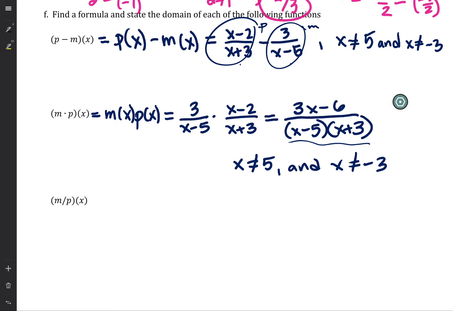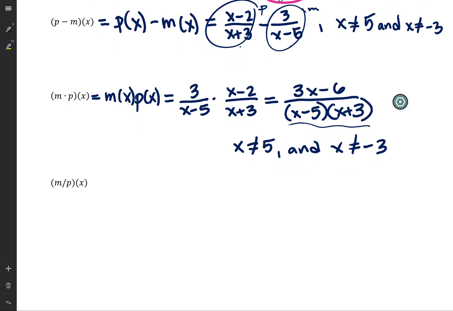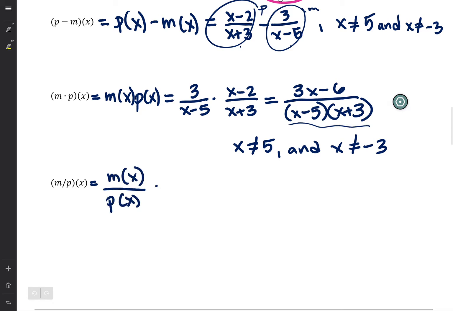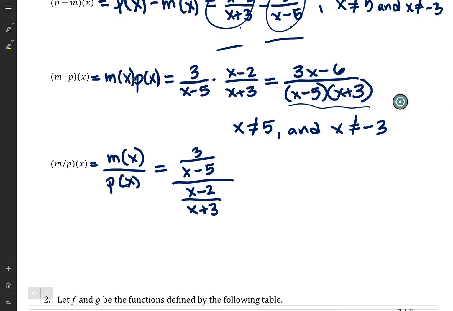Okay, so just one more like this. We want to create m over p of x, which is the same thing as taking m of x and dividing by p of x. So function m, again I'm looking right up here to remind myself, was 3 over x minus 5, and function p was x minus 2 over x plus 3. Okay, I'm going to move up a little now.